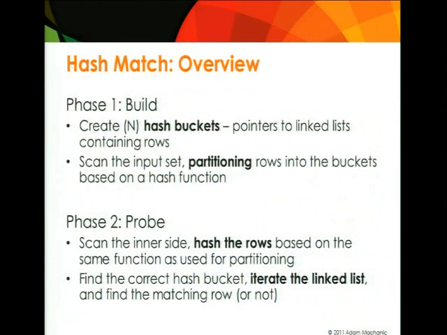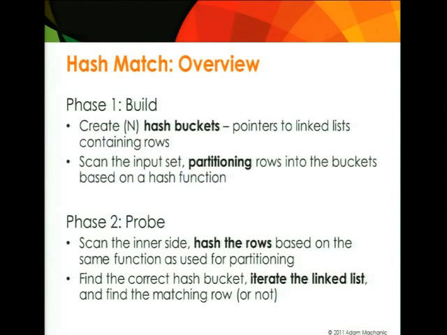So let's start with HashMatch. How does HashMatch work? Well, it has two basic phases: a build phase and a probe phase. The build phase is where it takes that outer input and builds the hash table. It creates a set of what are called hash buckets, and each bucket is basically a memory location, which is a pointer to a linked list of rows. And any rows which hash to the bucket go into the linked list, and there they sit.